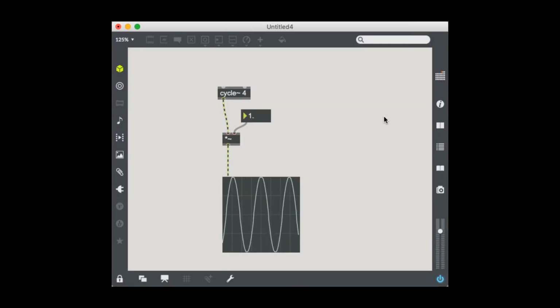Here is a Max patch that demonstrates multiplication of a signal. Notice that this multiply object has a tilde in its name. This indicates that it is one of the objects that handles audio signals carried by the stripy patch cords.